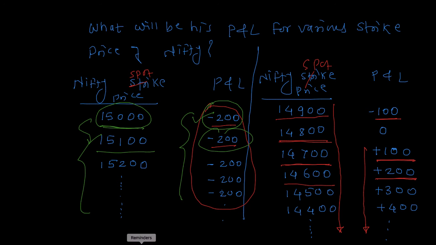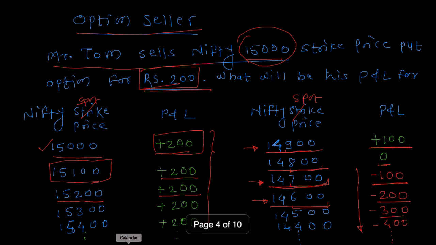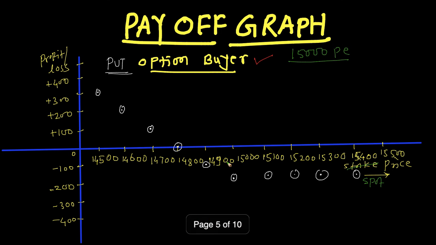Let me plot these points first, and then we'll discuss. For all the spot prices above 15,000, we have a loss of 200 rupees. So I plot this point here at 15,000, minus 200. Again at 15,100, minus 200. At 15,200, minus 200. Again at 15,300, minus 200. So for all spot prices above 15,000, the loss is fixed. That is 200 rupees.